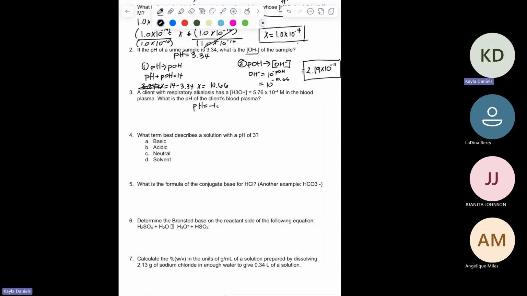pH equals the negative log of the H plus concentration. So we'll go ahead and plug in my 5.76 times 10 to the negative fourth.